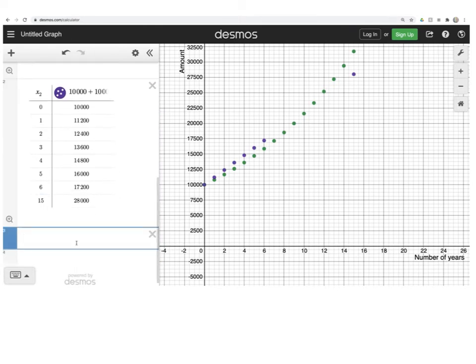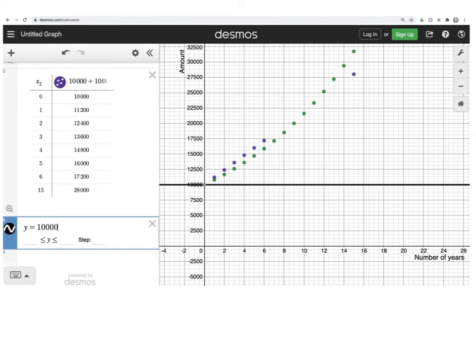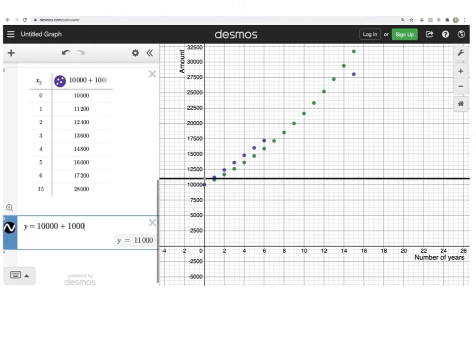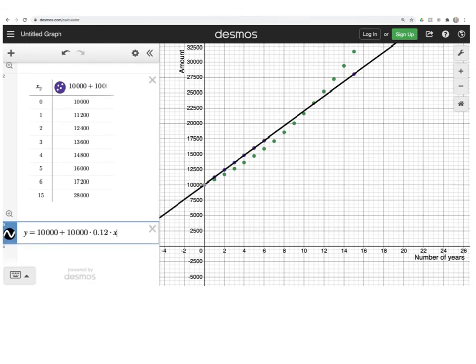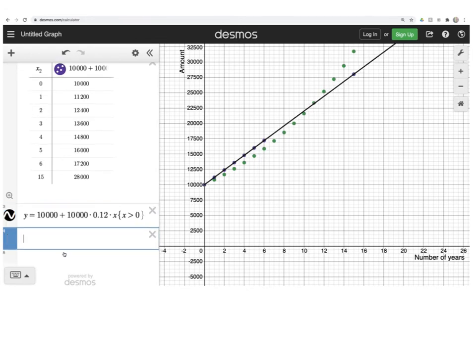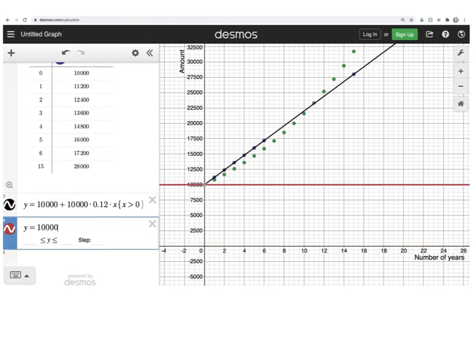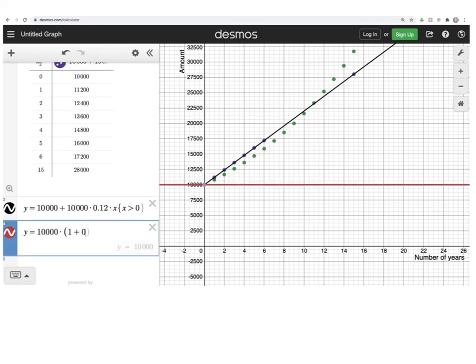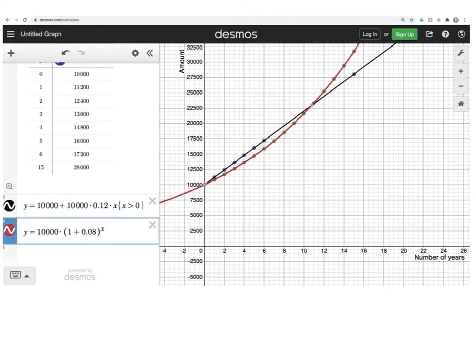But I can't really add a straight line or a line of best fit easily here, so I'm going to include the formulas. So for the simple interest account, the amount in my account is $10,000 plus 10,000 times 0.12 times x. Okay, so there's the amount in the account in the simple interest account. Okay, let's just trim it a little bit. Okay, so now for the compound interest formula, y equals the principal times 1 plus i, the 8%, compounding yearly.